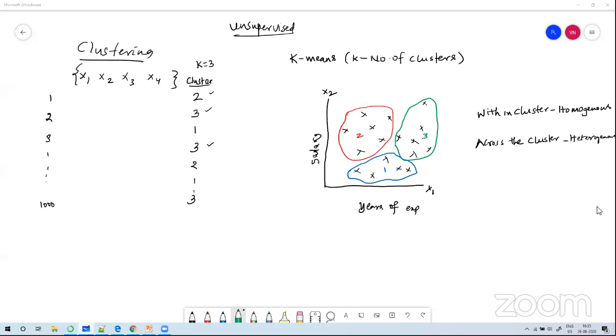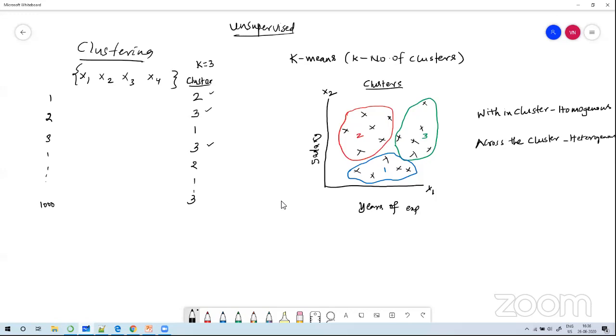To make the visualization easy, I am only using a 2-dimensional one over here. I'm not using one more variable. Let's say if we use one more variable, it becomes 3-dimensional, and it's very difficult to visualize it. So let's say for now, we are assuming that we have only two variables, two dimensions, and using those two dimensions, we are generating the clusters.